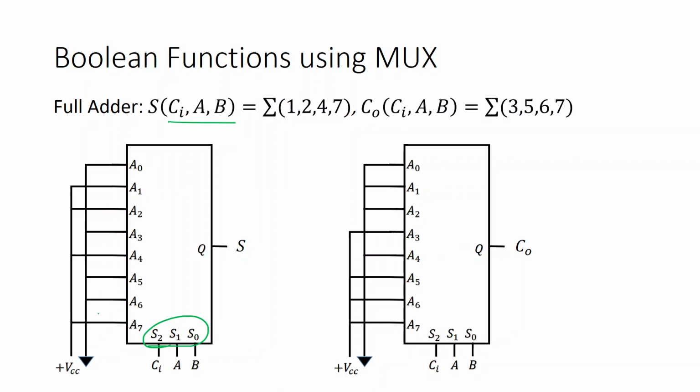So now here you see your plus VCC, where I would connect plus VCC means the high. I would connect at data lines 1, 2, 4, 7. 1, 2, 4, 7, I have connected as high. So whenever C1 A B is the combination of 0, 0, 1, my I1 is getting connected to Q, and I am getting a high at the result, at the sum end. Similarly for 0 1 0, 1 0 0 and 1 1 1.